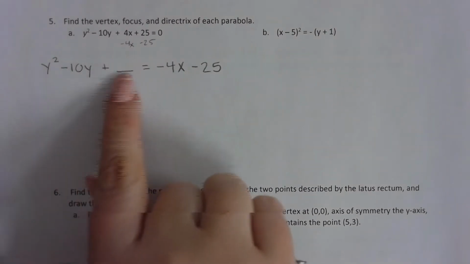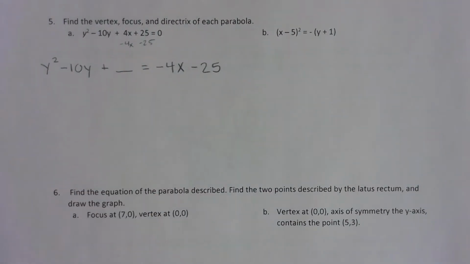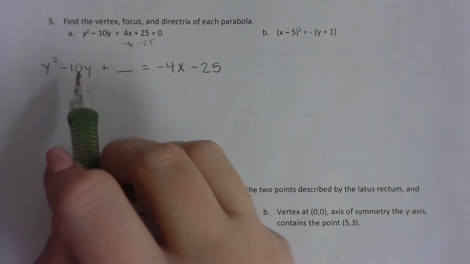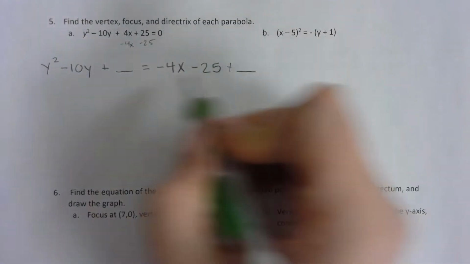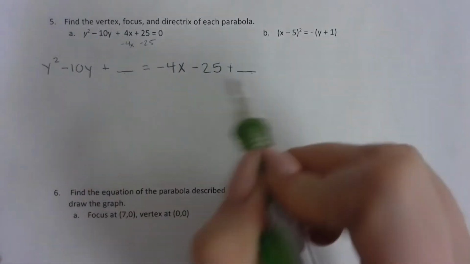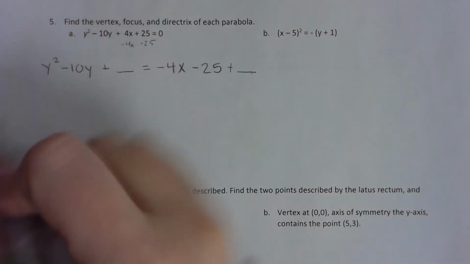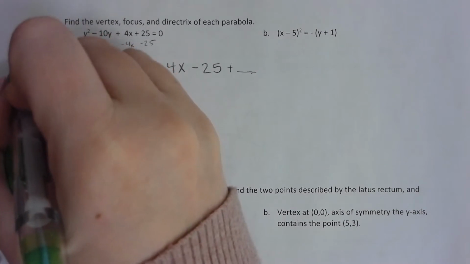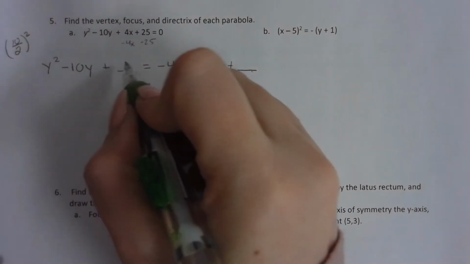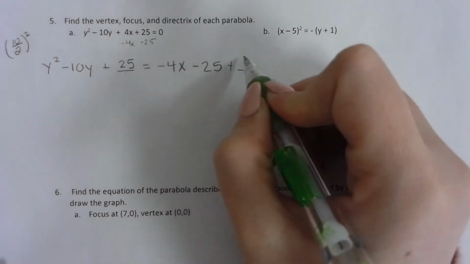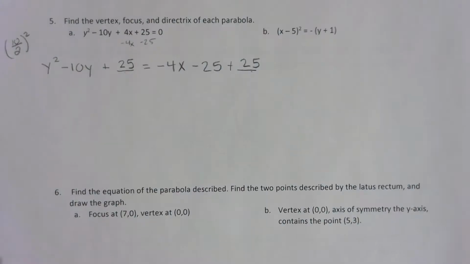Now remember, to figure out what goes in our blank, we have to take our b term, divide by 2, and square it. Now, Ms. Peck forgot: if I'm going to add something to this side, I have to add it to this side, otherwise our equation isn't equal. So anyways, I'm going to take 10, divide it by 2, and square it. So 10 divided by 2 gives us 5, and then 5 squared is 25. So I'm going to add 25 to each side.